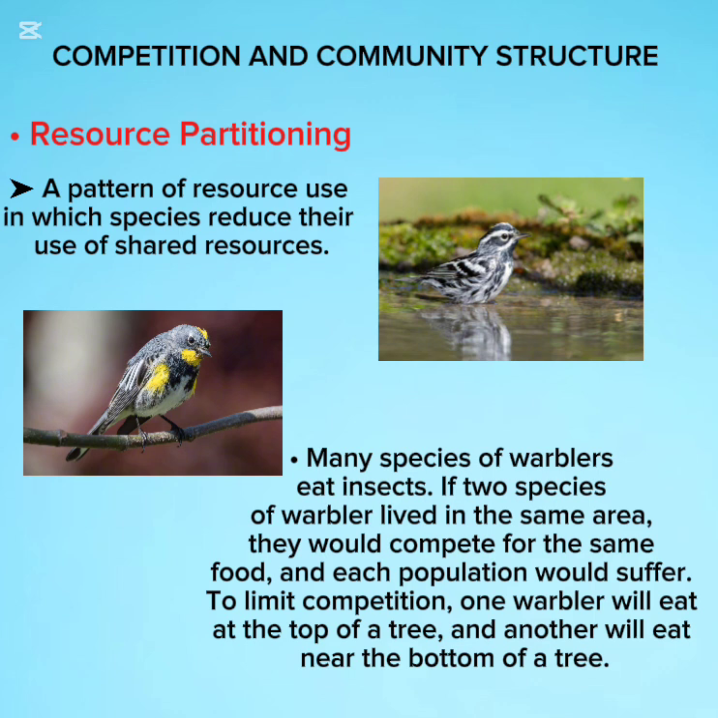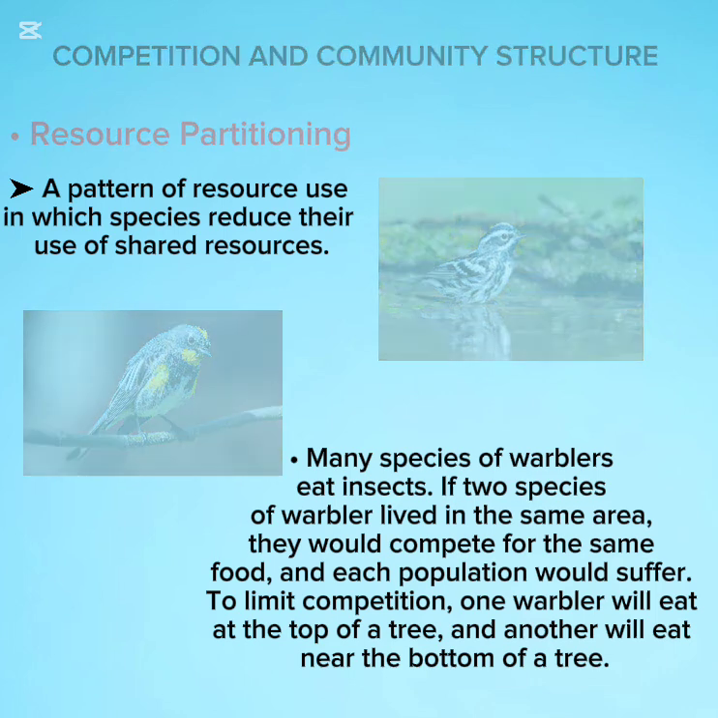For example, birds that eat insects might specialize in foraging in different parts of the same tree or hunt at different times of day. Resource partitioning allows species with similar needs to coexist in the same ecosystem by minimizing overlap in resource use.